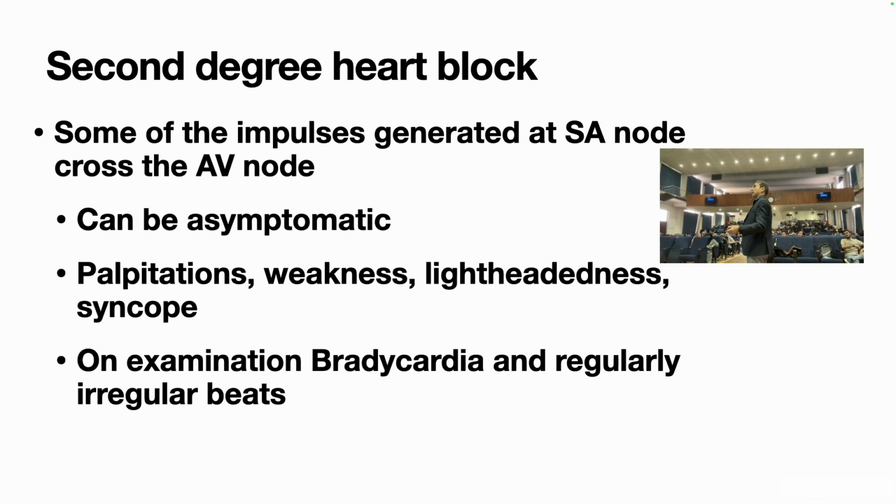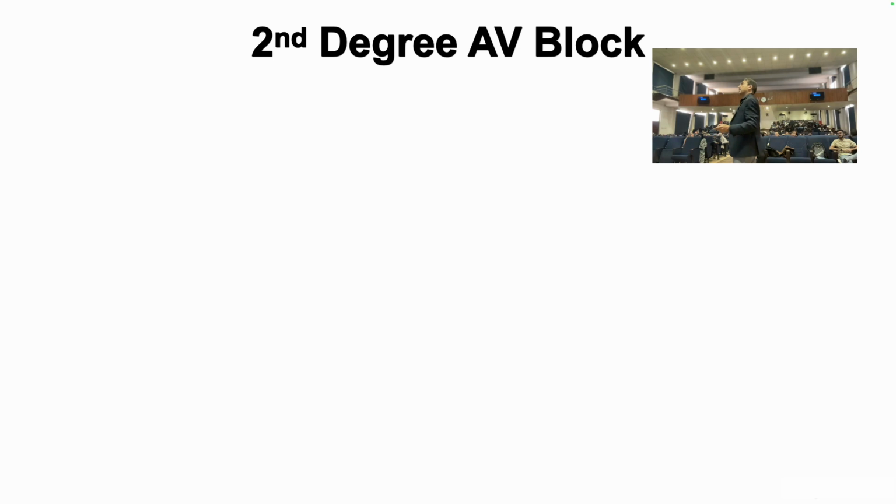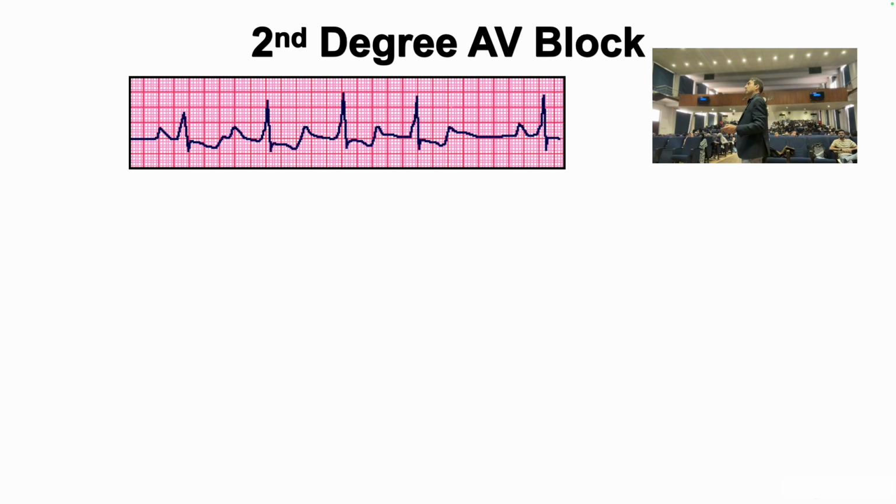It can be asymptomatic. Patient may have palpitation, weakness, lightheadedness, syncope. On examination, patient may have bradycardia, regularly irregular heart rates. So it's different from the irregularly irregular heart rates. Second degree heart block is of how many types? It's of 2 types. Good.